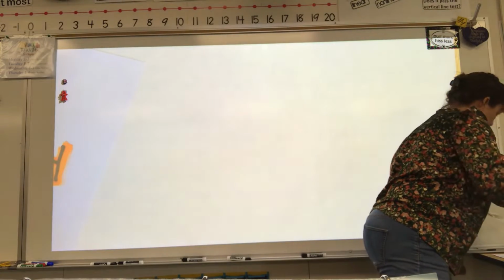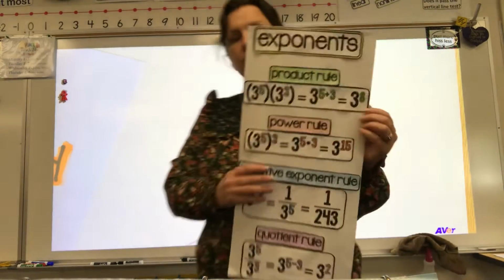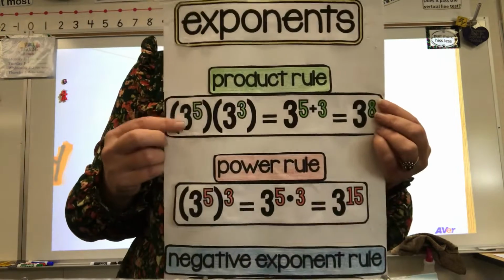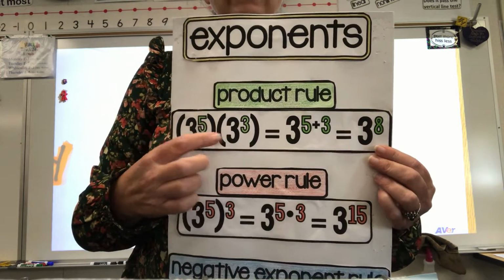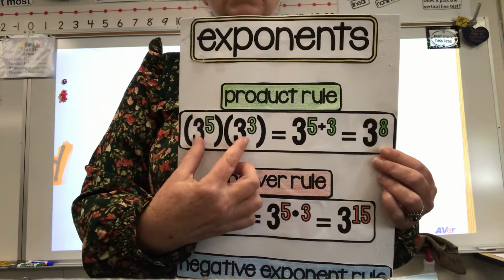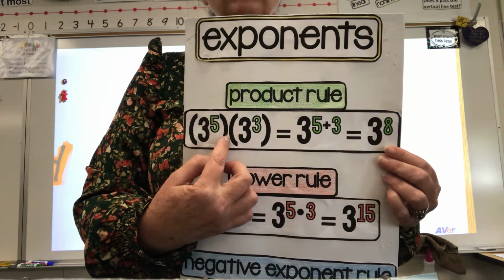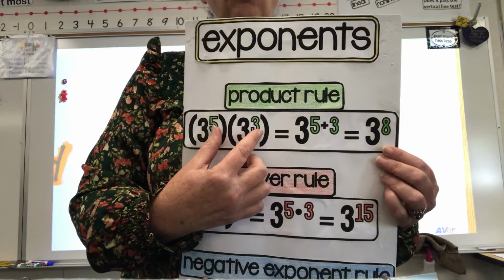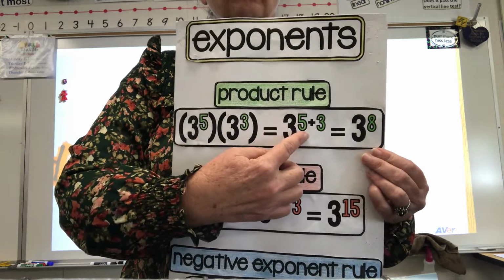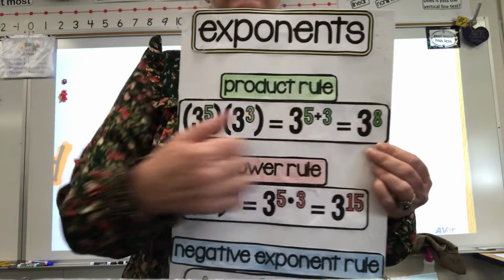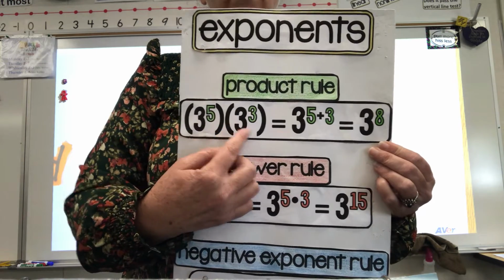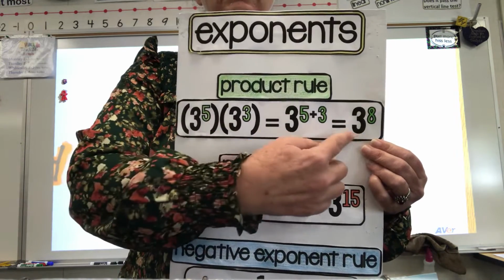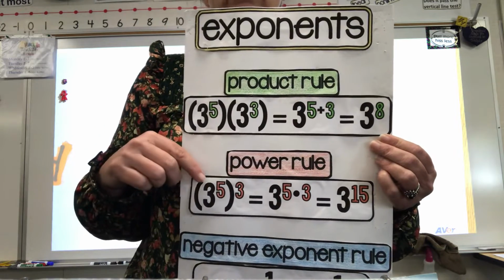Another rule that we learned is the product rule. That's this top one here. So when we have like bases, the base is the 3, and we're multiplying, we add our powers. So 3 plus 5 is 8. So when we have like bases and we're multiplying, we keep the base and we add our powers.